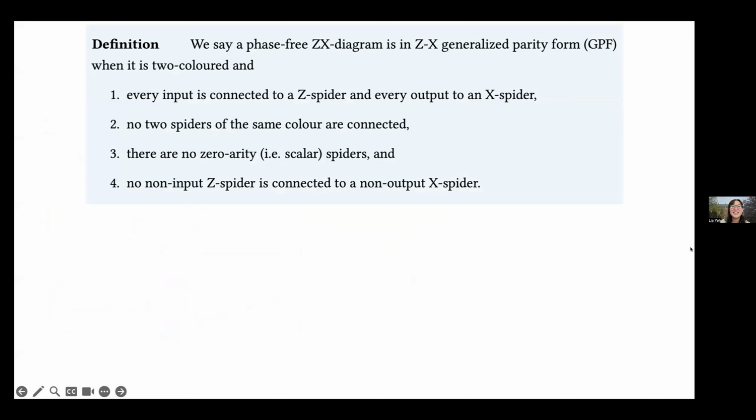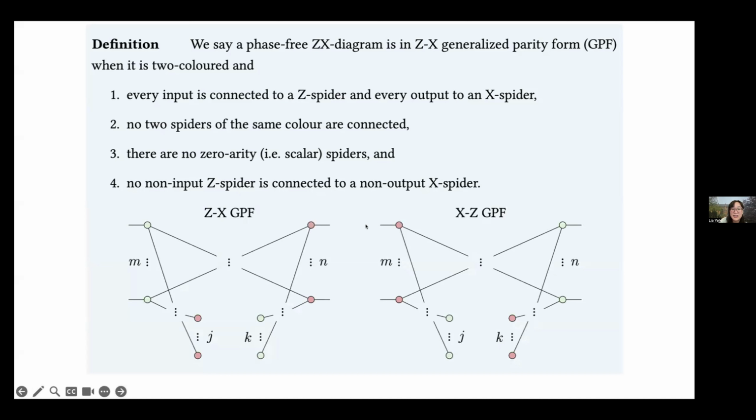So this definition is for generalized parity form, which is a normal form introduced in the Picturing Quantum Software textbook preprint by Alex Kissinger and John van de Wetering. And this is for any phase-free ZX calculus diagram. Here's the definition, but essentially it looks like this. The main feature is a bipartite graph and then two more bipartite graphs hanging off the ends of it. There's the ZX GPF, which is Z spiders on the inputs and X spiders on the outputs. And then there's the XZ GPF, which is X spiders on the inputs and Z spiders on the outputs.